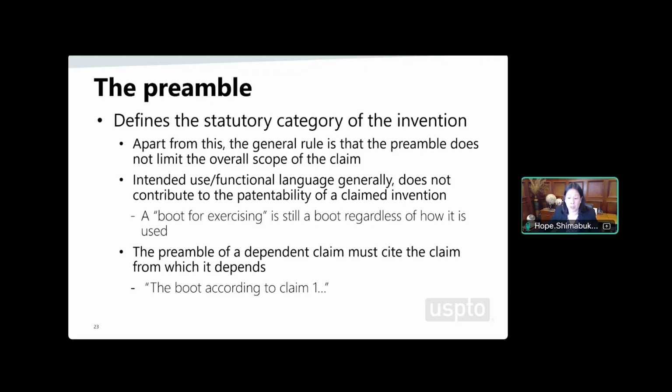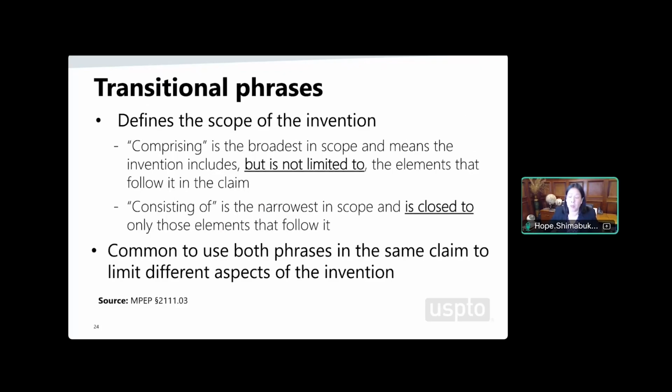Another function of the preamble is that a dependent claim's preamble must cite to the claim from which it depends, the independent claim. So in the independent claim, it should be written as "a boot," and in the dependent claim, it'll be written as "the boot according to claim 1."